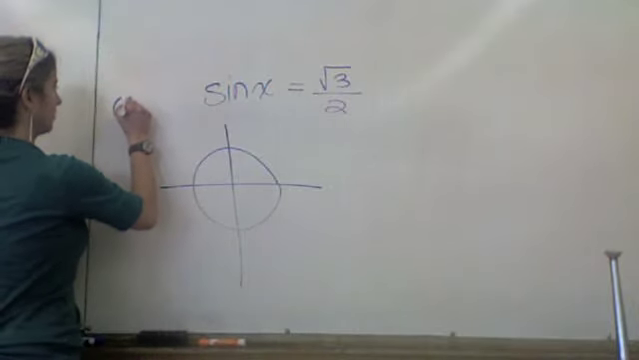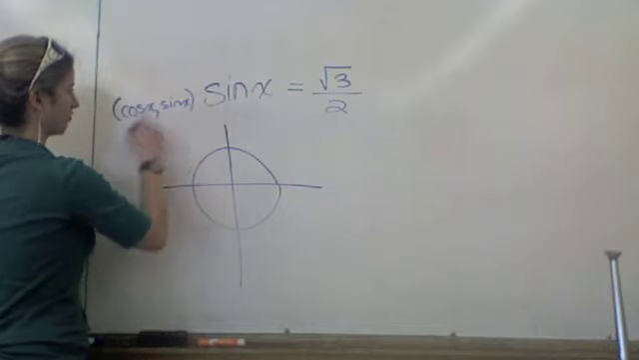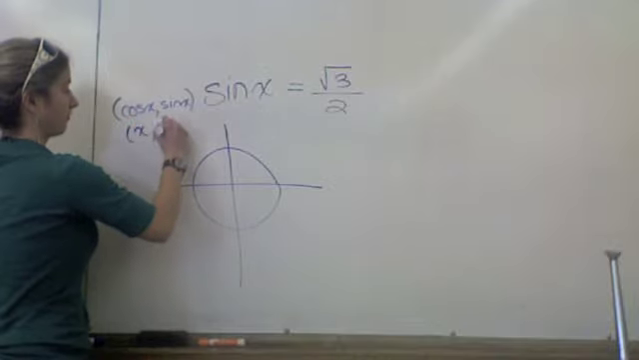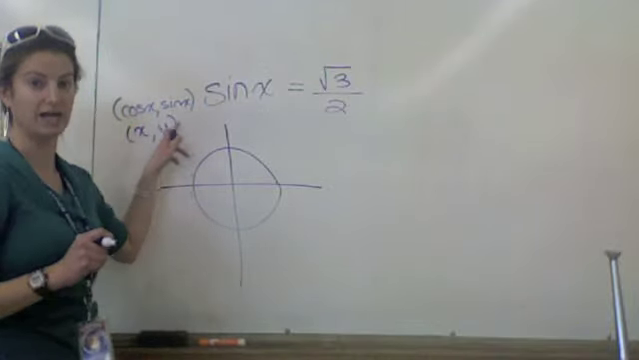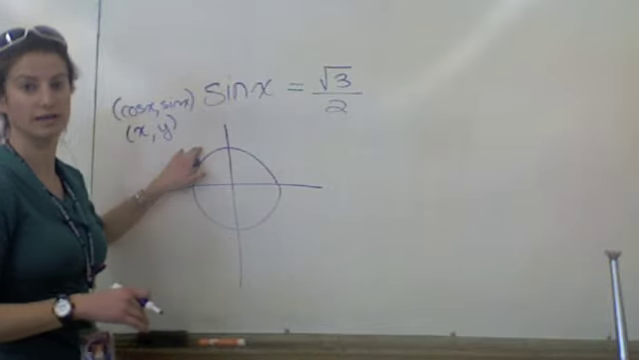It goes in ordered pairs, cosine x, comma, sine x. And I said the way to remember that is c comes before s, x comes before y. That's the way to remember. So sine is your y coordinate. So when is y positive? It's going to be positive in this quadrant and in this quadrant.